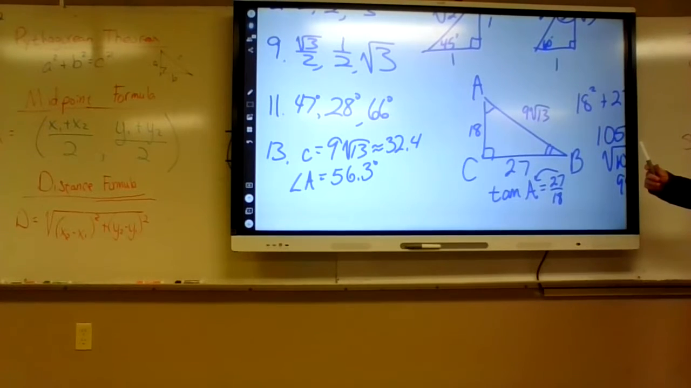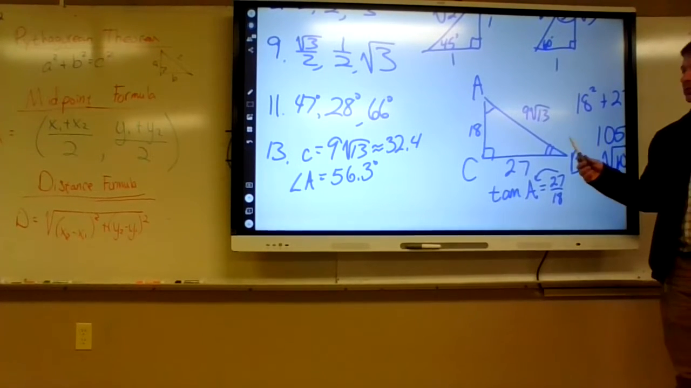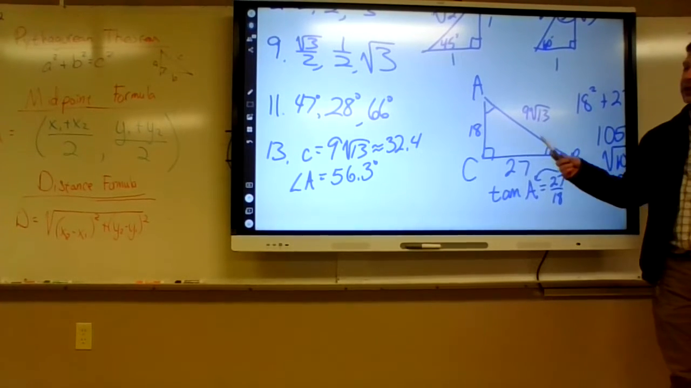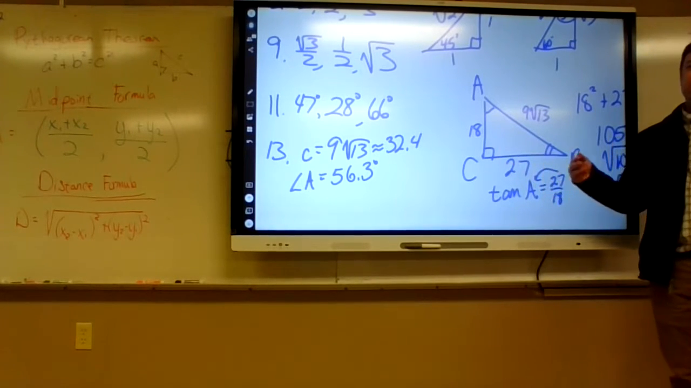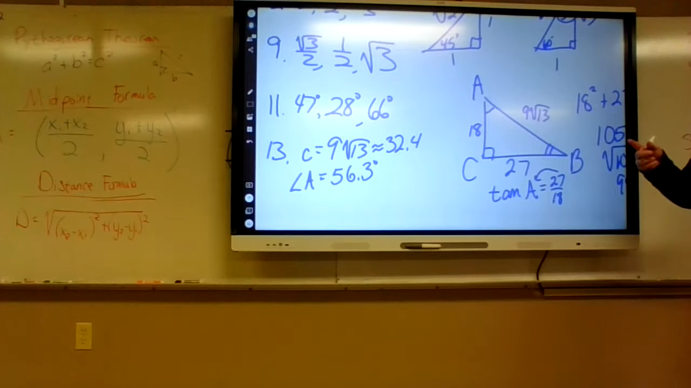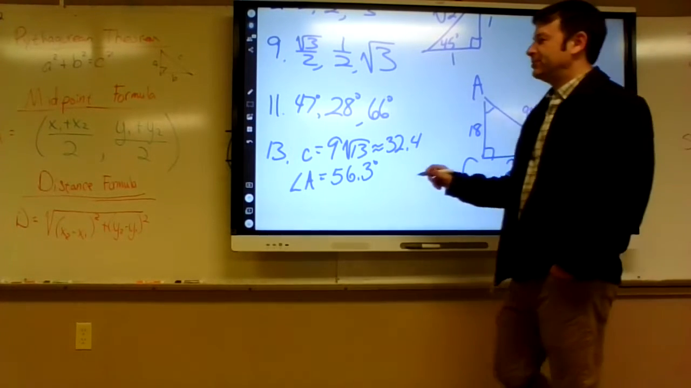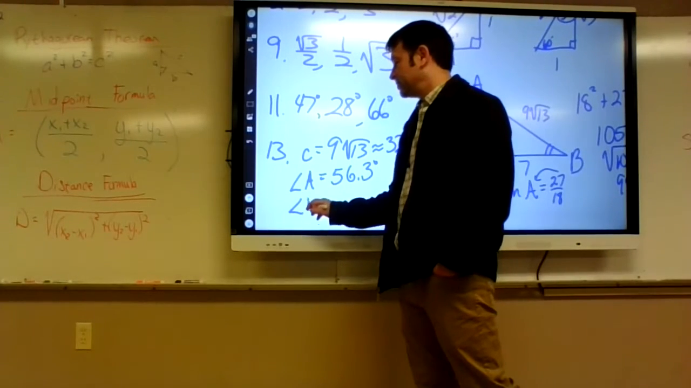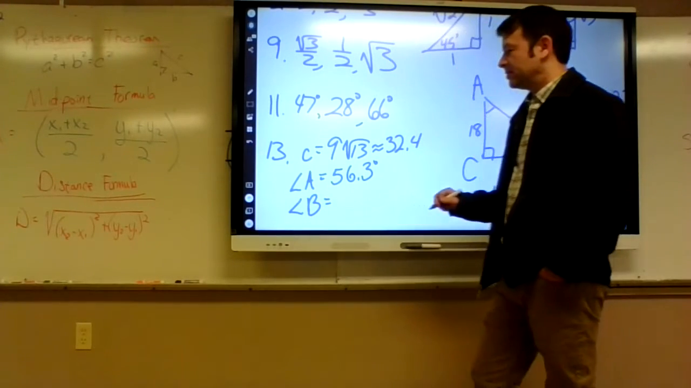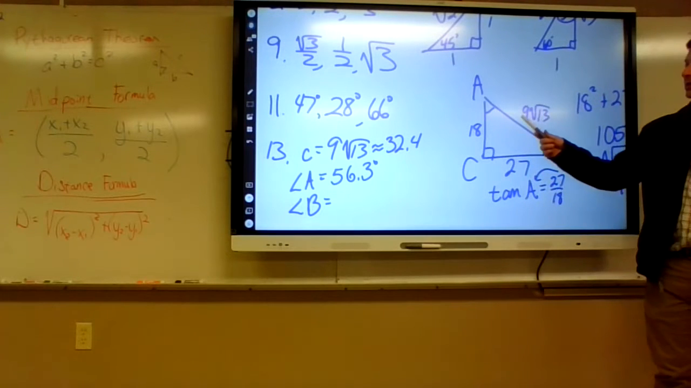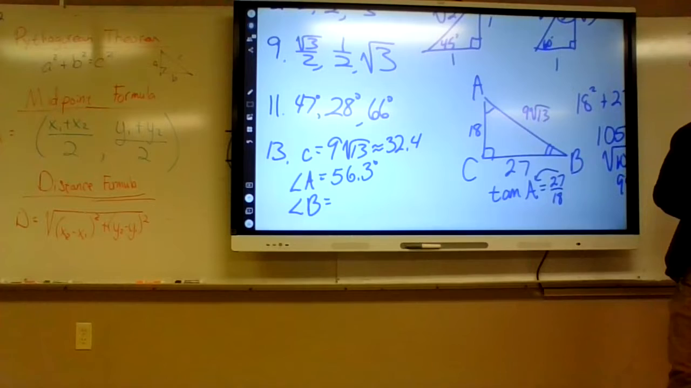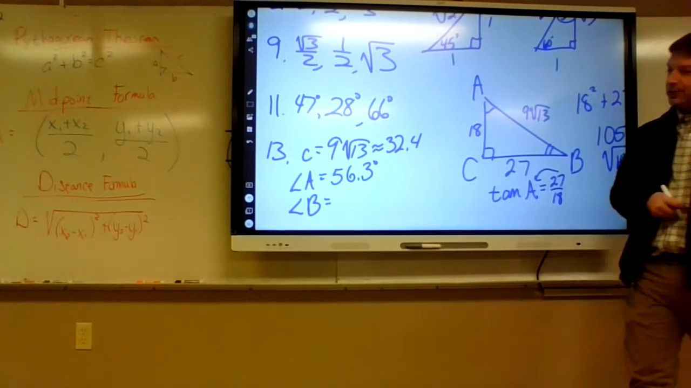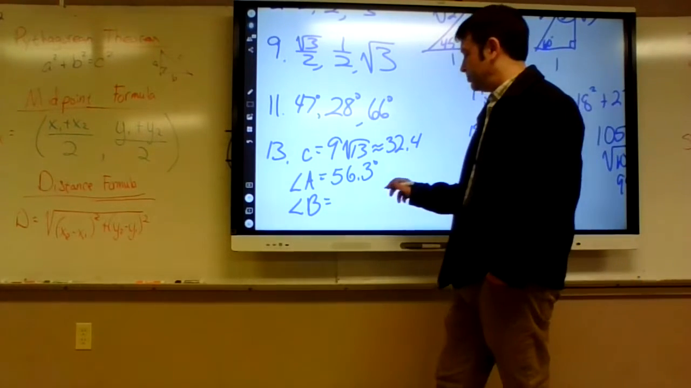Now, Gracie, we could do tangent of B is 18 over 27 and do tangent inverse. But do you know a little bit easier way to do it? No. Anybody else know an easier way to do angle B? 90 minus angle A is also angle B. 90 minus 56.3 is 33.7.